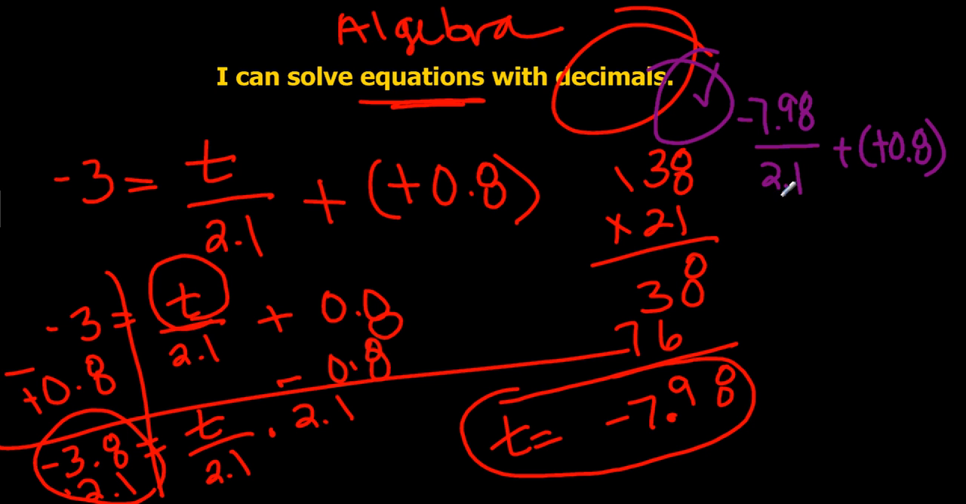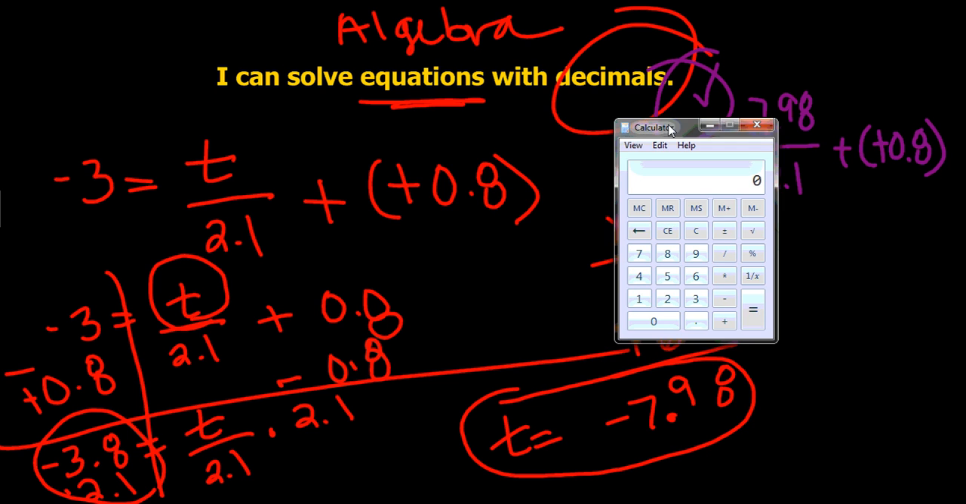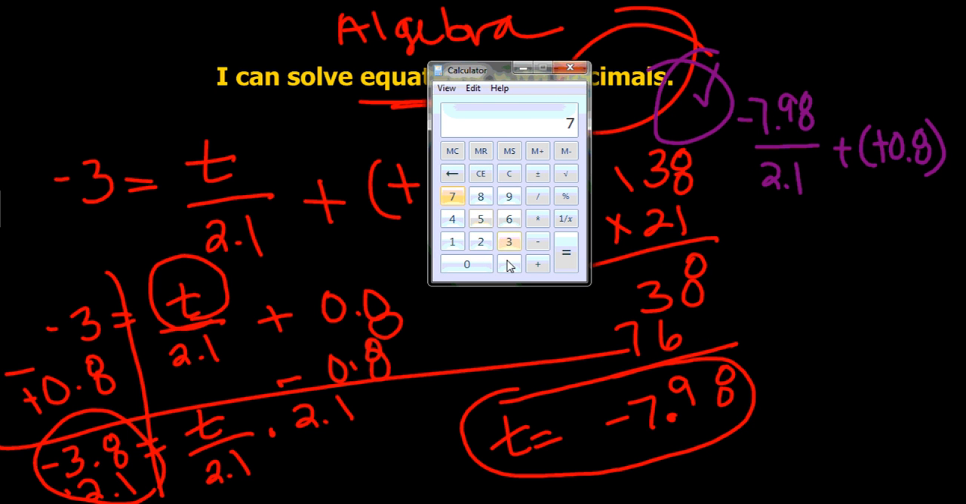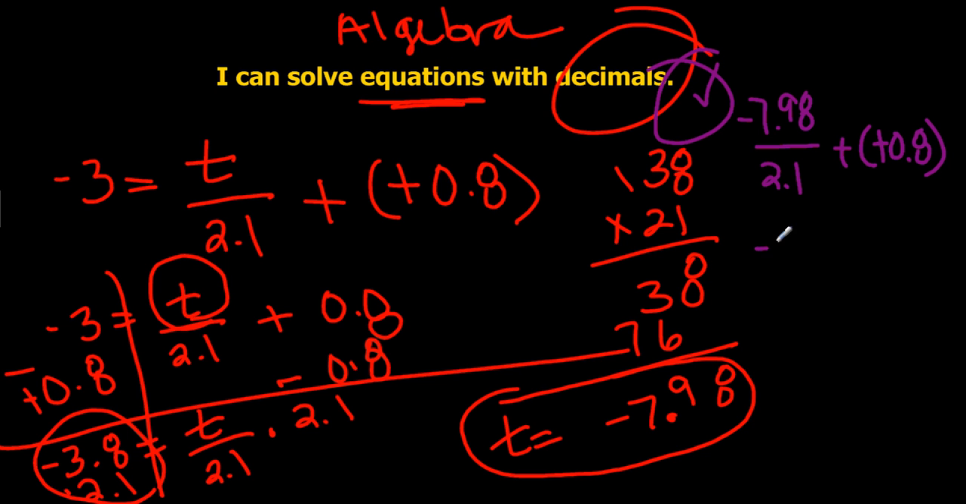To check, I'm going to go ahead and use my calculator. I'm going to pull it out. Okay, and here I have it. I'm going to fill in my 7.98, and that's negative, and I'm going to divide it by 2.1. And that gives me -3.8 plus a positive 0.8. And so again, I could go back to my calculator.